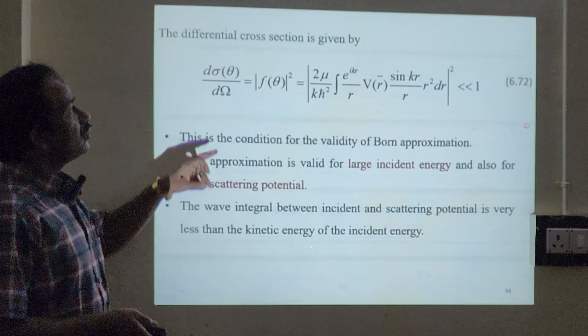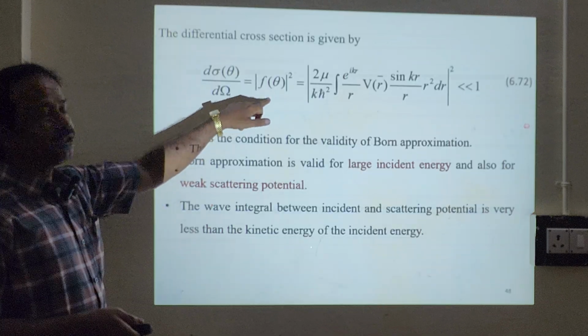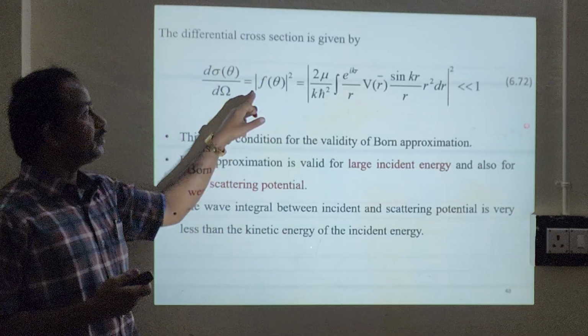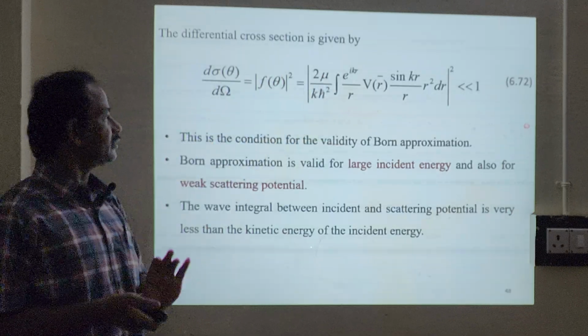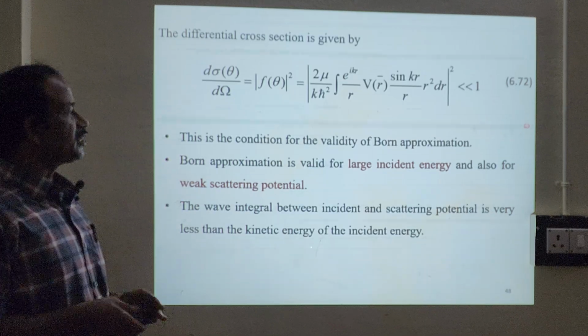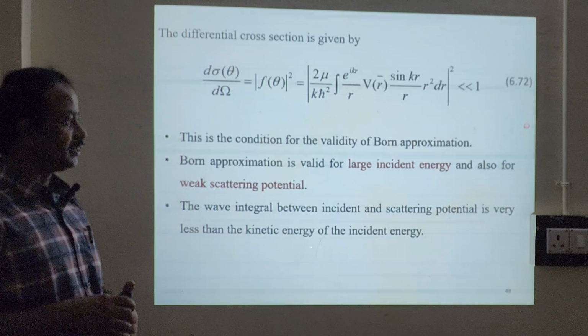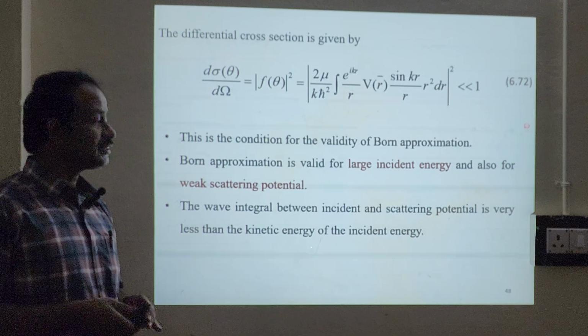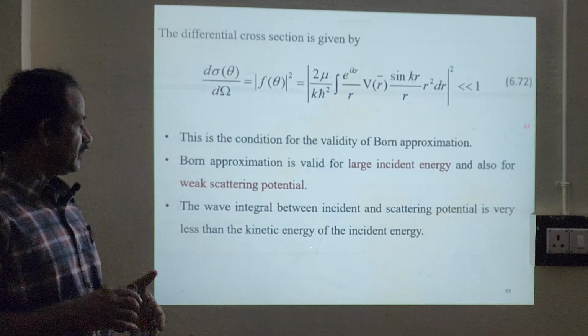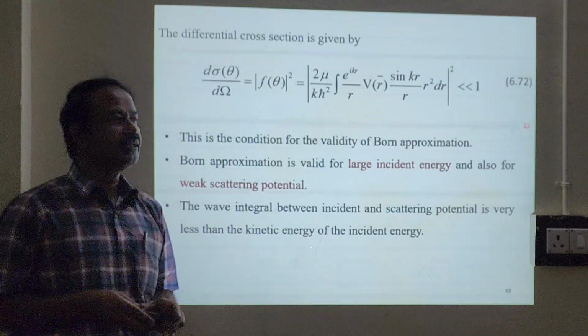Differential cross section will be just the square of the scattering amplitude. Square of scattering amplitude will give you the differential cross section. So this is the condition for the validity of Born approximation. Born approximation is valid for large incident energy and also for weak scattering potential. The interaction integral between incident and scattering potential is very much less than the kinetic energy of the incident particle.